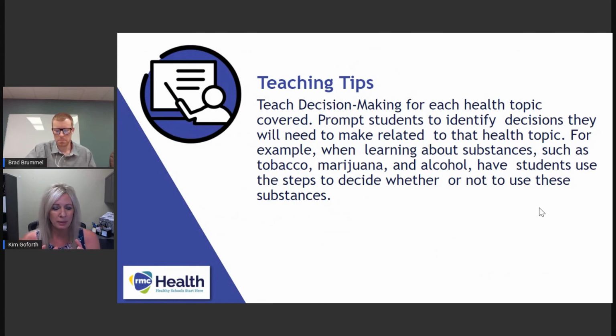One big teaching tip out of this standard, and Brad's mentioned it several times through the steps and through these activities, is to teach decision making for each of our health topics. We have a natural scope and sequence in every district across our state, but it really plays nice with every single one. How do we make decisions every day about our health? The example here in this teaching tip talks about tobacco, marijuana, vaping, that kind of thing. What are the decisions and the process around that healthy behavior? And you can apply that to every other content area that we address in health.